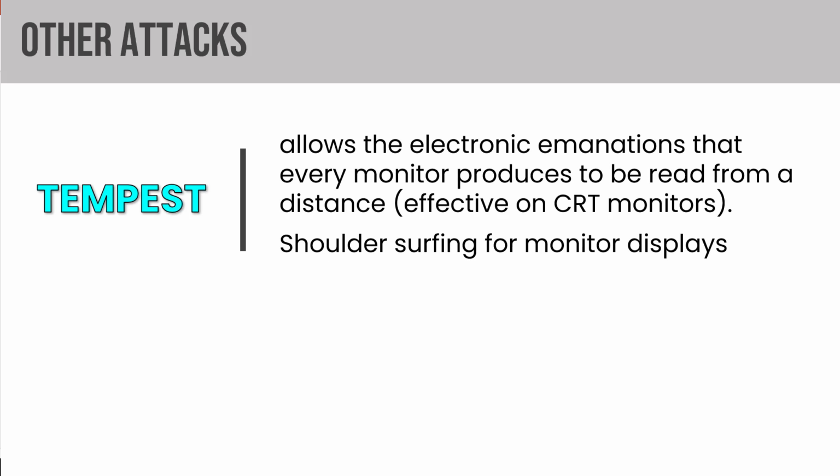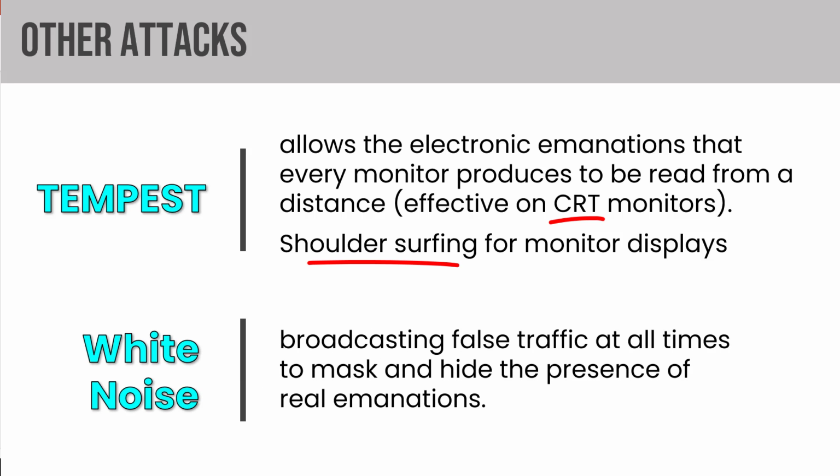Two somewhat legacy attacks I wanted to mention just in case they come up. The Tempest attack, which allows electronic emanations that every monitor produces to be read from a distance. This is going to be effective on CRT monitors, which are hardly around anymore. Shoulder surfing, for monitor displays is another effective attack for gathering things like usernames and passwords. For example, if a user has the password field unmasked on a web page. White noise attacks, broadcasting false traffic at all times to mask and hide the presence of real emanations.